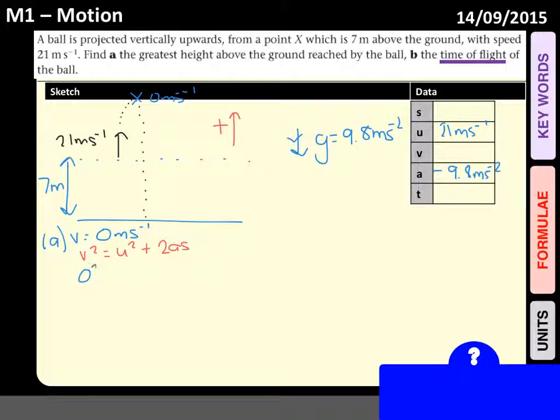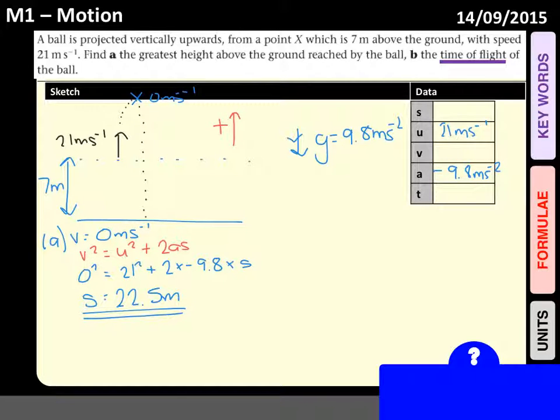So 0 squared equals 21 squared plus 2 lots of minus 9.8 times the height which we are trying to calculate. So rearranging that, we are going to end up with 21 squared divided by 2 lots of 9.8, which is going to give us 22.5 meters. And I'm underlining my answer.